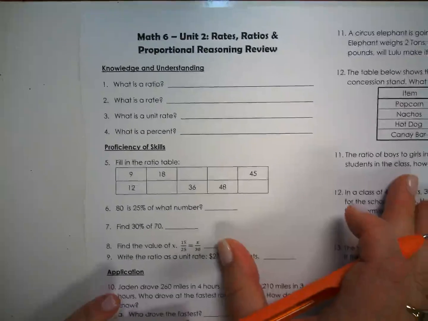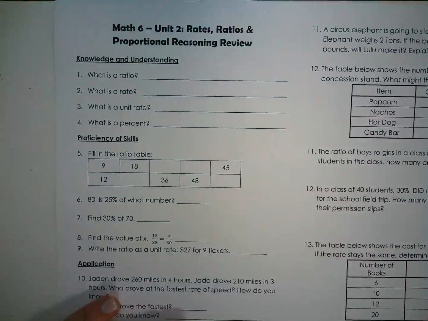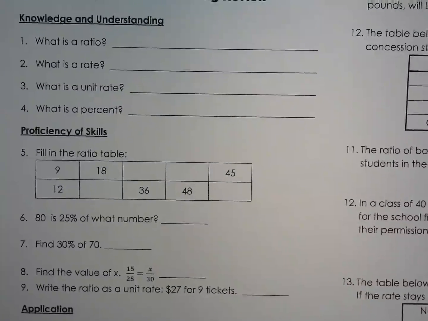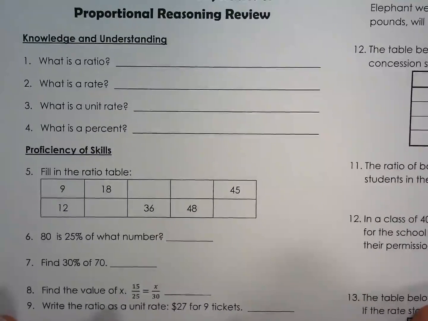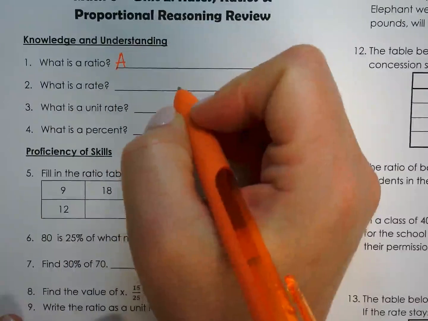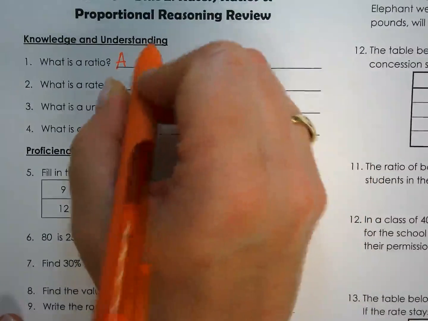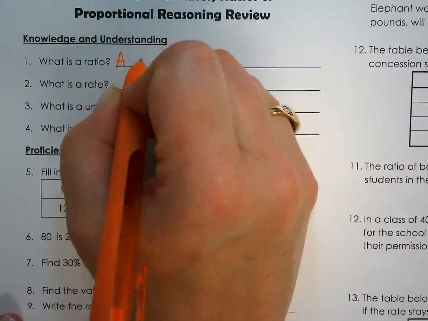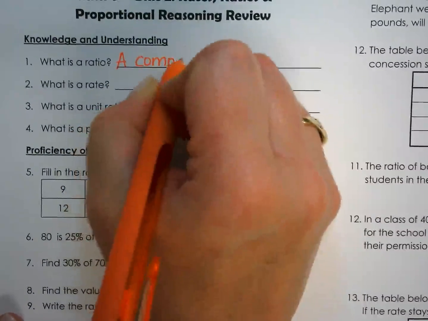We're going to start out with talking about ratios. Let me zoom in here a little bit so that you can see a little better. The first question asks, what is a ratio? As you look in the vocabulary section or in the glossary section of your MSG, you find that a ratio is a comparison of two numbers.